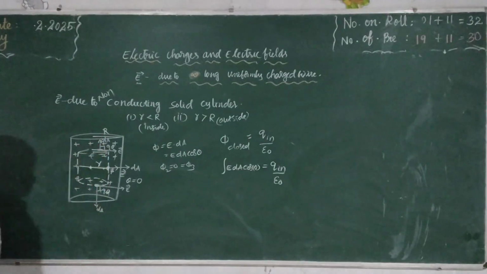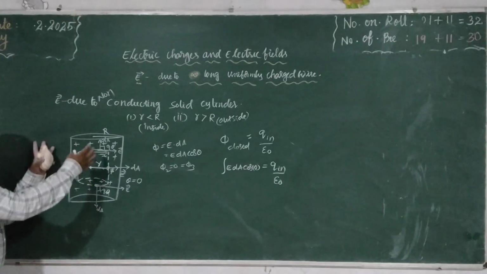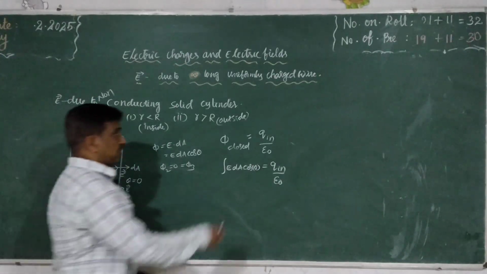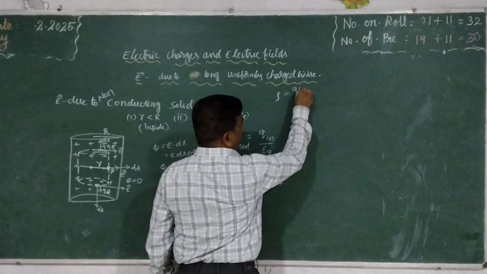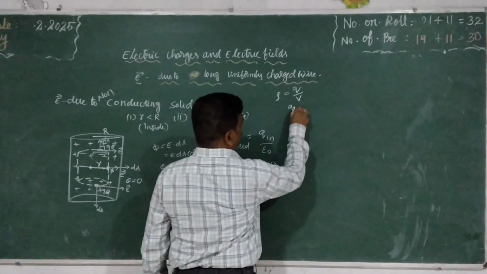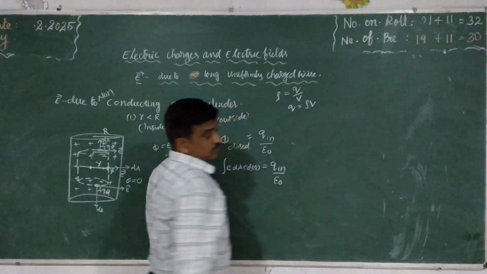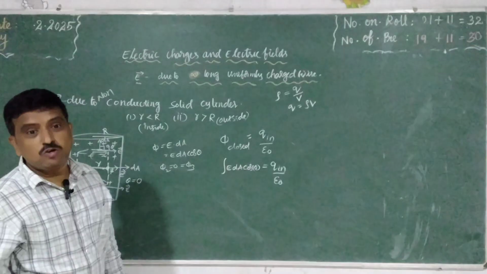For this, we can use a new term called volume charge density, because charge is distributed throughout the cylinder. So we can write volume charge density equals charge per unit volume. Charge equals what here? Rho v. Rho v means charge per unit volume, that is, volume charge density.